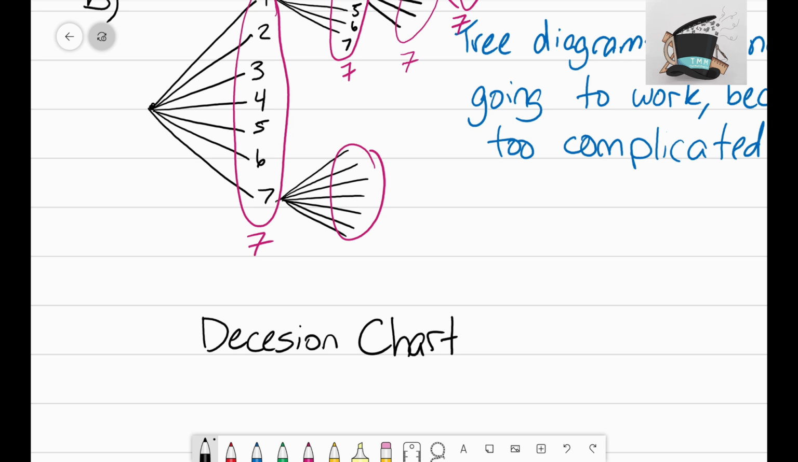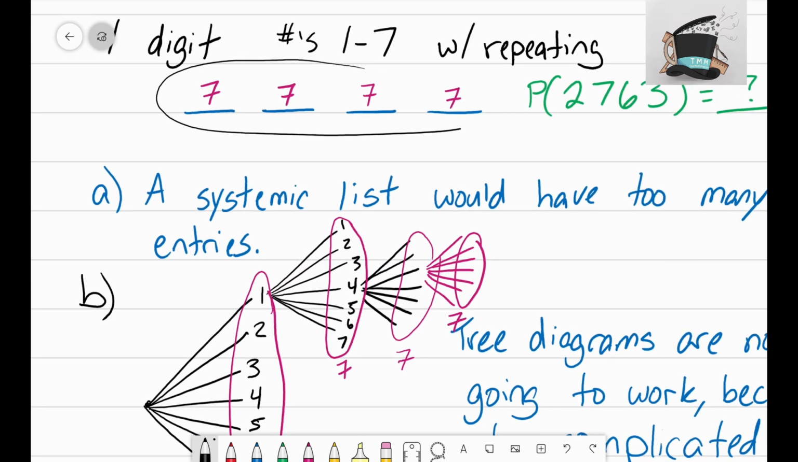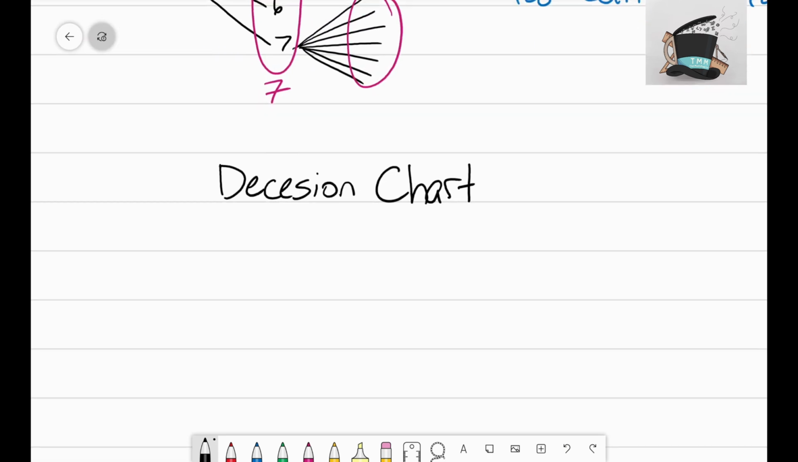We actually created a decision chart all the way back up here with this diagram right here. And I'm going to go ahead and copy that back down here because this is a decision chart. So go ahead and draw out your 4 spots. This is part E. Okay, so for our decision chart, we have 4 different options, where this is my first digit, this is my second digit, this is my third digit, and this is my fourth digit.